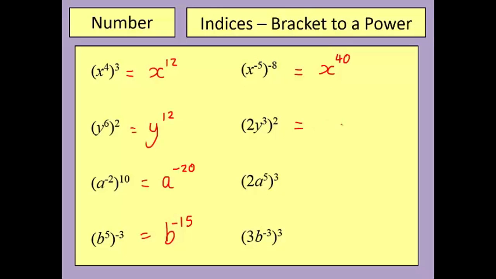And then here are some tricky ones for you. 2 squared is 4, so we do 2 to the power 2, and then multiply the powers on this, so we get y to the power 6. This one here, 2 cubed, is 8, and then multiply the powers, so 3 times 5 is 15. And on this final one, 3 cubed, a bit like our example, 27, and then b to the power negative 9, because 3 times negative 3 is negative 9.